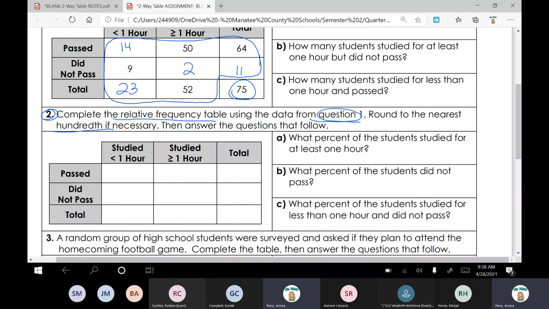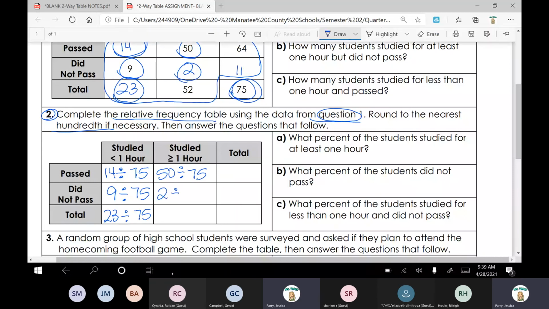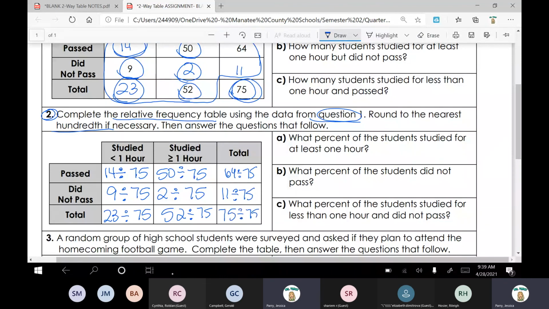and divide by 75. So for my first one, let's take 14 divided by 75. So here's 14 divided by 75. And then my next one, I would go down 9 divided by 75. And then keep on going. 23 divided by 75. And then here, 50 divided by 75. 2 divided by 75. And then keep on going. 52 divided by 75. 64 divided by 75, 11 divided by 75, and then last one, 75 divided by 75.